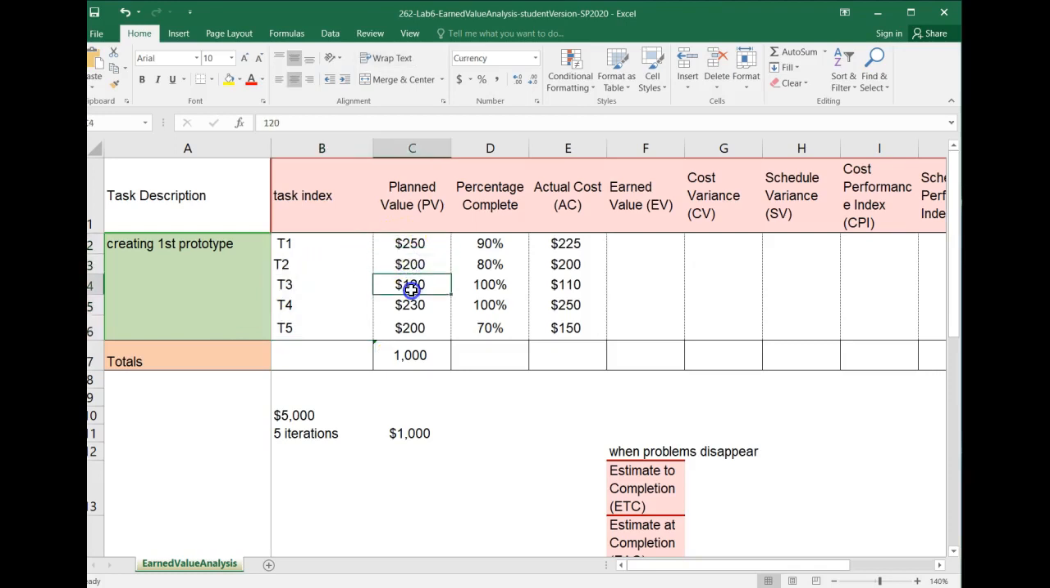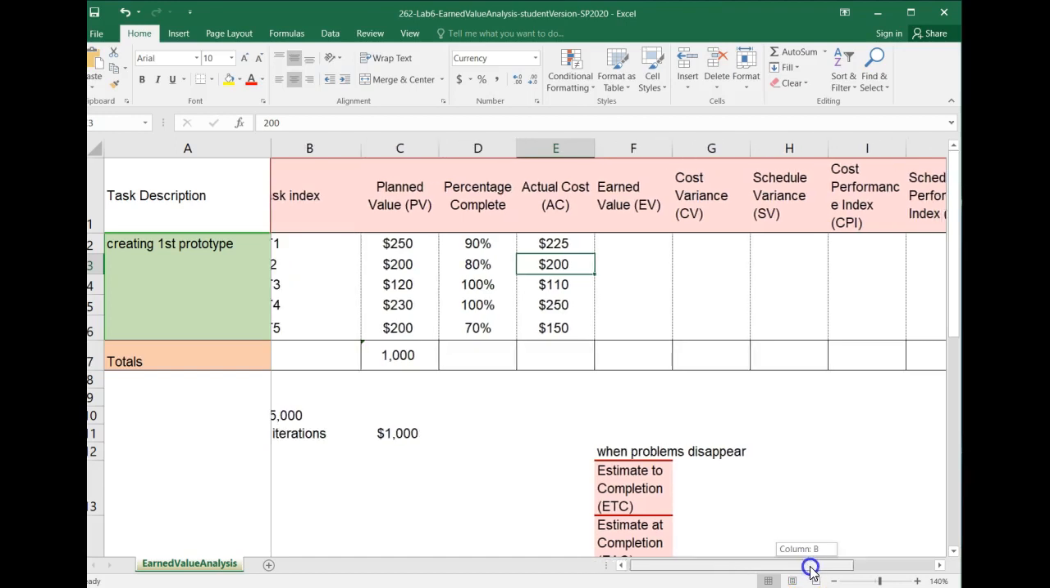Each task has a planned value. Means that if it's completed, this is how much you are willing to pay for it. The total value that you plan to achieve, get done, is $1,000. This is what happens. You get 90% done, you pay $225 for it. This one 80% done, you pay this much for it, and so on. We're going to calculate cost variance, schedule variance, and we're going to calculate two other numbers.